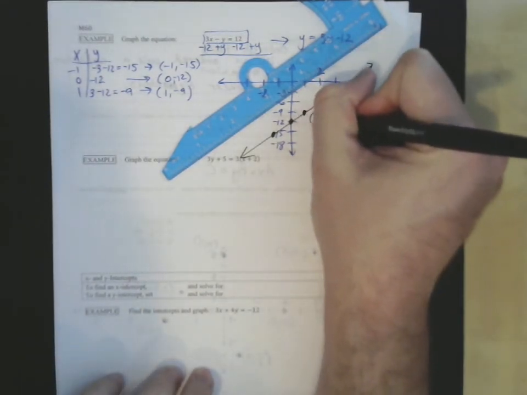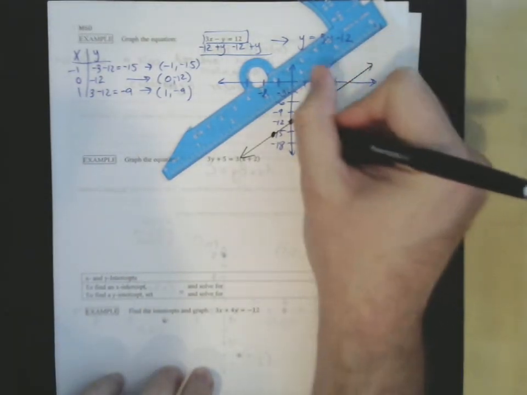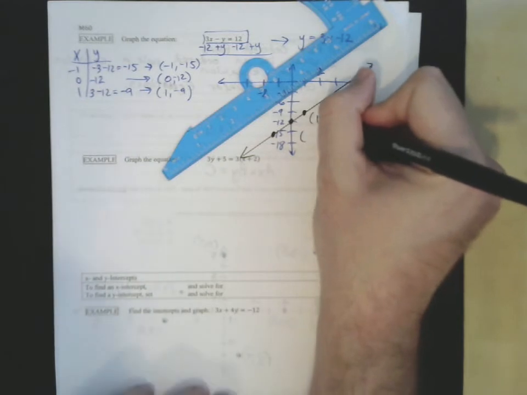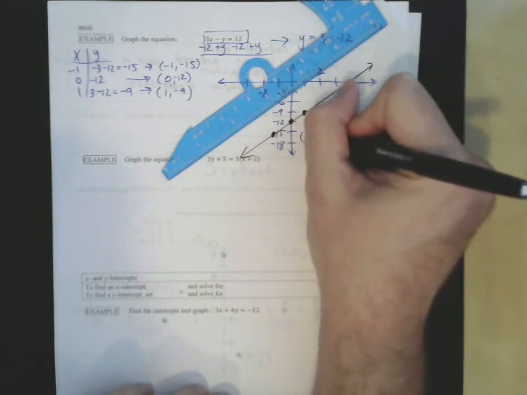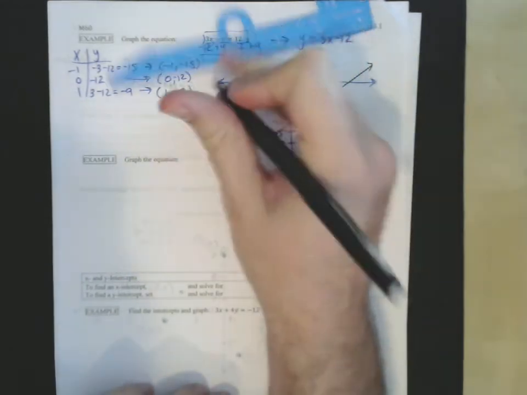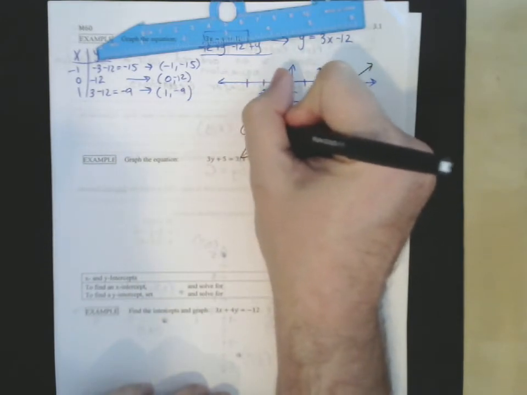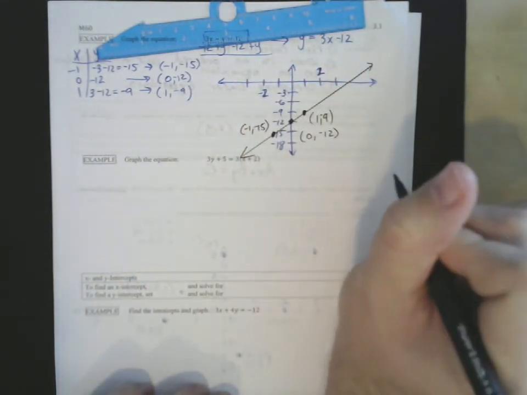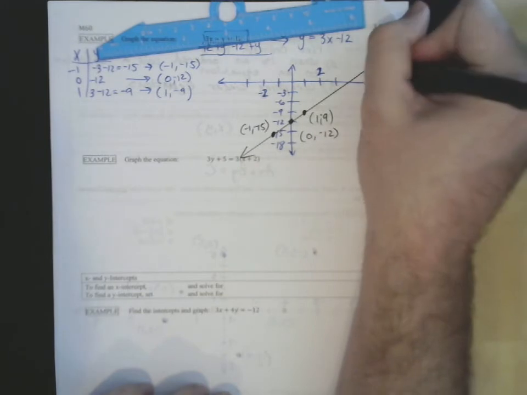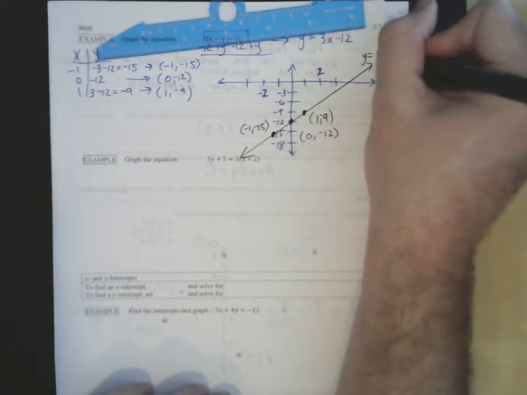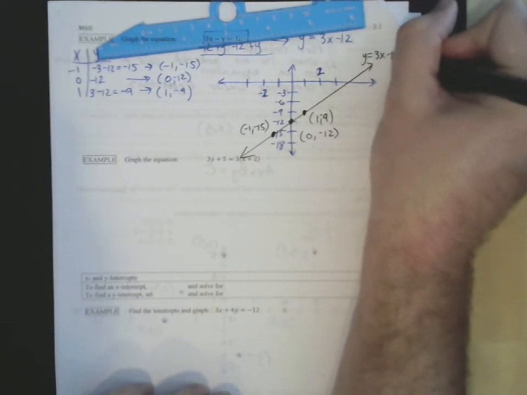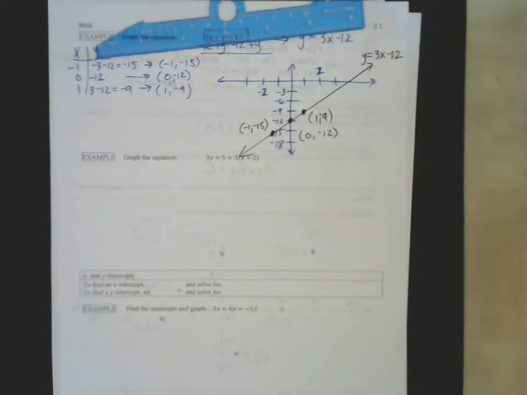We shouldn't have to make anyone guess. This is 1, -9. This is 0, -12. And over here is -1, -15. And whenever you're graphing an equation, make sure you label your equation as well. This is y equals 3x minus 12. So there's our graph of that equation.